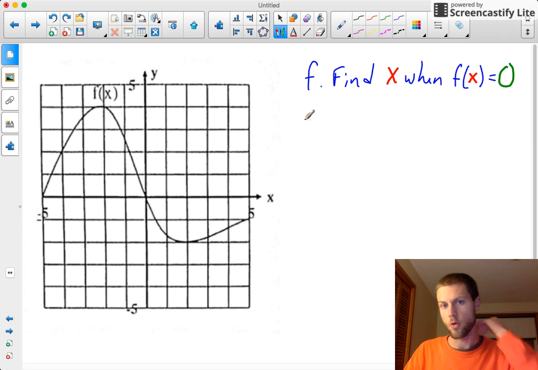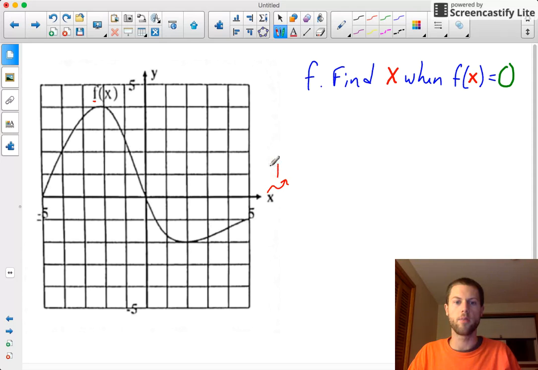Okay, in this problem here, we are starting off with this function on this graph called f of x, and we are asked to find x when f of x equals 0. So if we're looking for x, that means that we're trying to find what our input is, and what we're given is that our function equals 0. So that means that our output equals 0.